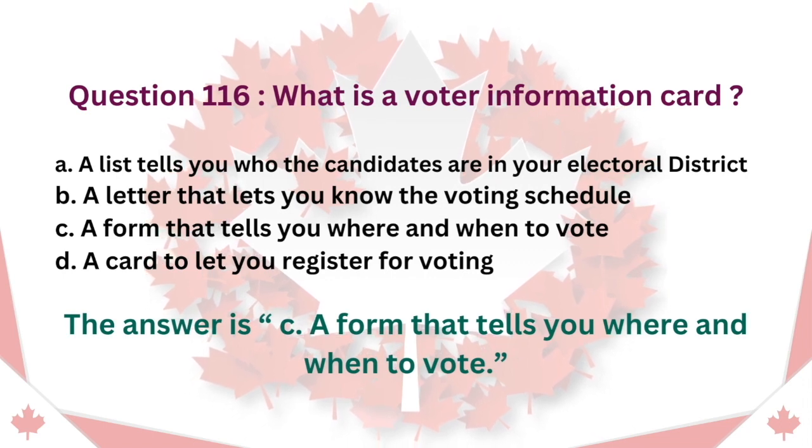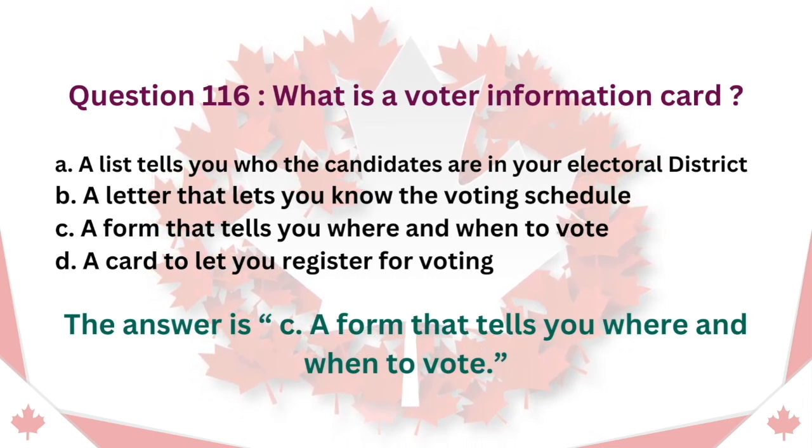Question 116. What is a voter information card? A. A list that tells you who the candidates are in your electoral district. B. A letter that lets you know the voting schedule. C. A form that tells you where and when to vote. D. A card to let you register for voting. The answer is C. A form that tells you where and when to vote.